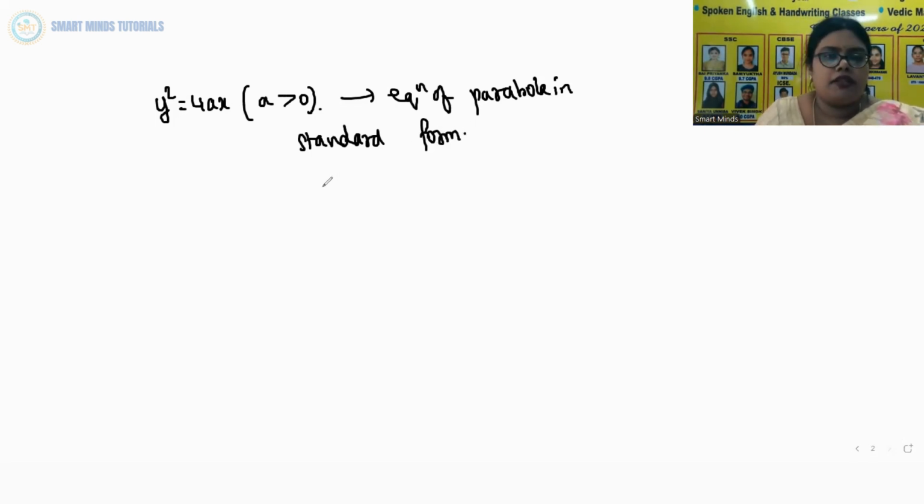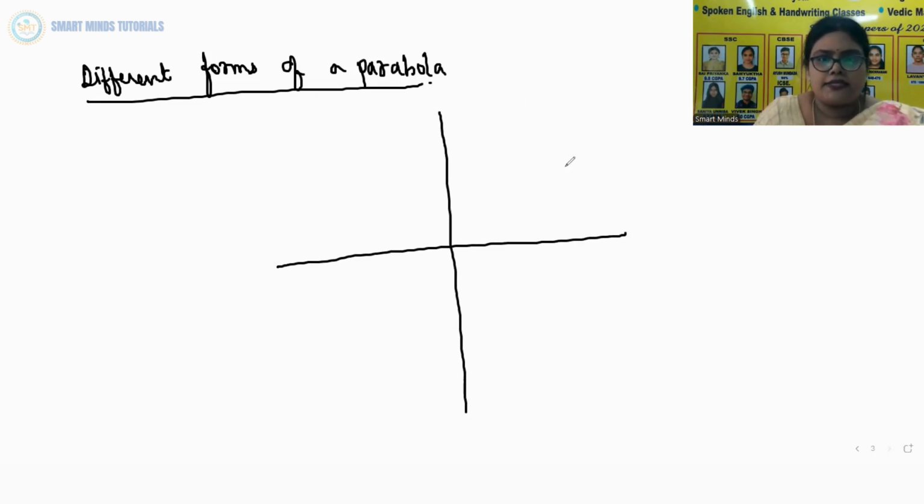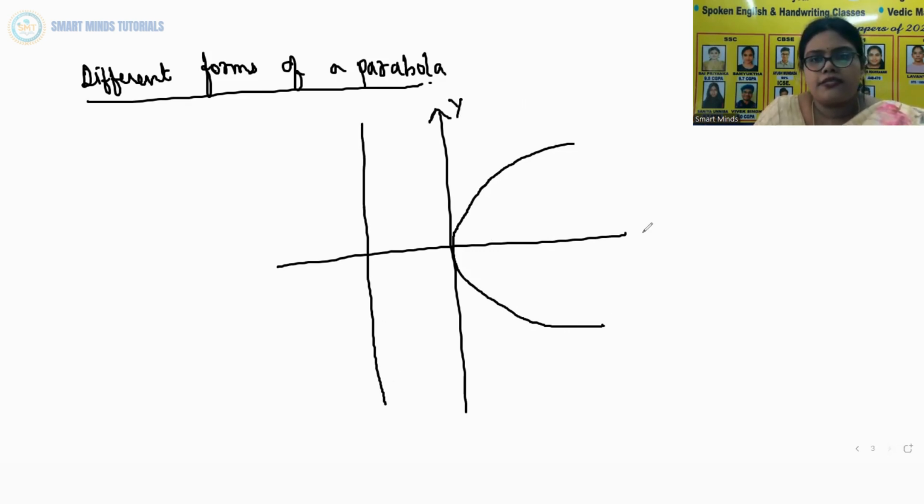So there are 8 forms altogether. Let us understand each form clearly. First we will write the different forms of a parabola. First we draw an x-axis and a y-axis. This is the parabola, this is the directrix, this is the y-axis, and this is the x-axis. This is a fixed point which is called the focus, and the focus is always a comma 0 for the standard form. The point where the parabola touches the axes is called the vertex, denoted by A. And this line, L is equal to 0, is called the directrix.